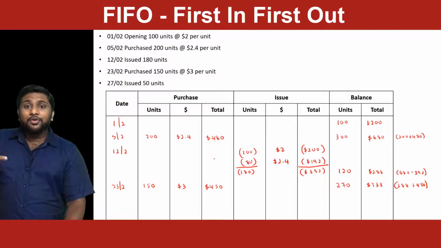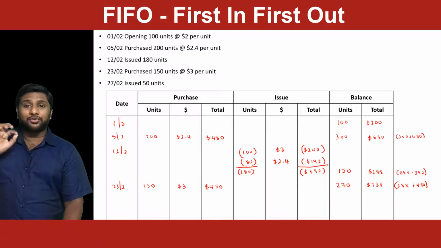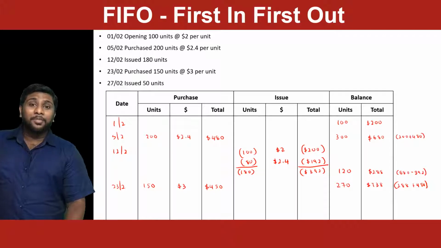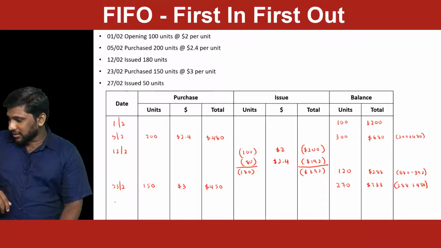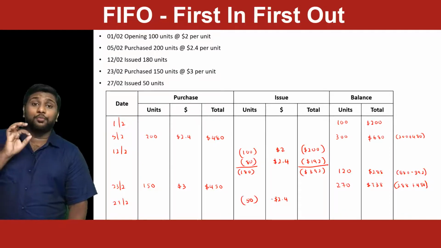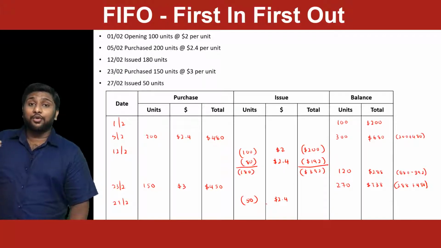Then what you did, you issued $2.4 worth materials. How many units? 80 units you issued. So you have to issue these 50 units from what? From $2.4 worth materials. So let's make that issuance. 27th February, you have to issue 50 units from what? $2.4 worth materials. Why are we issuing from $2.4 worth materials? Because $2 worth materials are over.